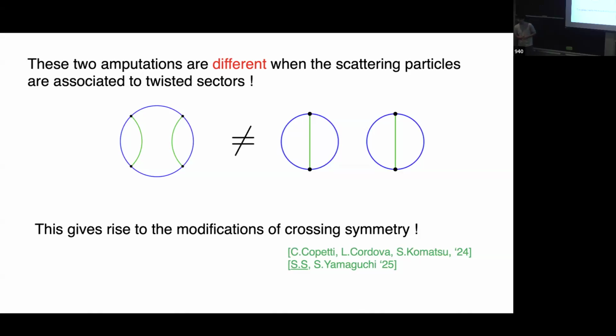And also here is where anomaly could make a difference, right? Even if it's invertible, if the symmetry has anomaly, then it's not going to be equal either. Yeah, it'll be a phase. And so these two discrepancies give rise to the modifications of crossing symmetries. Based on these observations, these authors found the modified crossing relations.